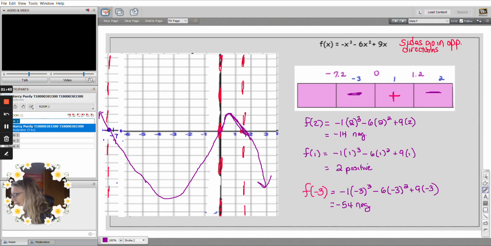All right, so just to clarify, guys, notation-wise, this is the interval for x greater than 1.2. This is the interval for x less than 0 but greater than -7.2. And this interval here is the interval x less than -7.2. So those are the different intervals for the graph. All right, let's keep going.